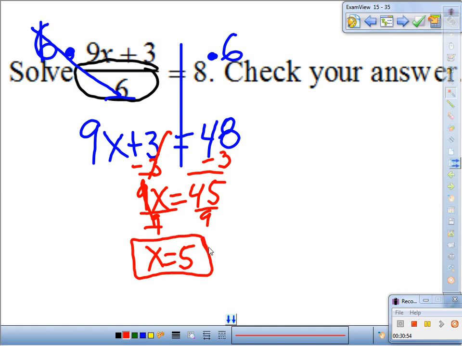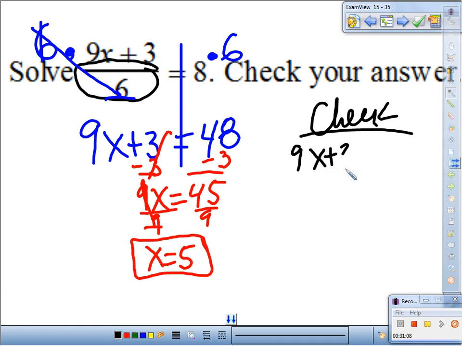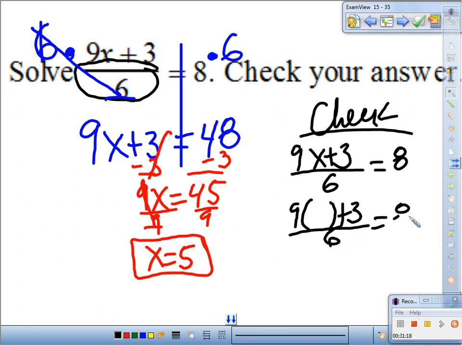Hands if you got that. Okay, good. But did you check? Because if you didn't check, that's minus 1 point. So then I go to check. I write my equation again. 9x plus 3 over 6 equals 8. But instead of x, I'm going to substitute the 5. 9 parentheses plus 3 over 6 equals 8. And I substitute the 5 here.